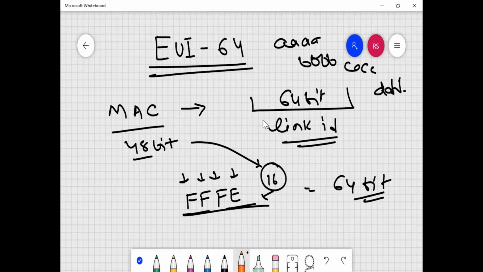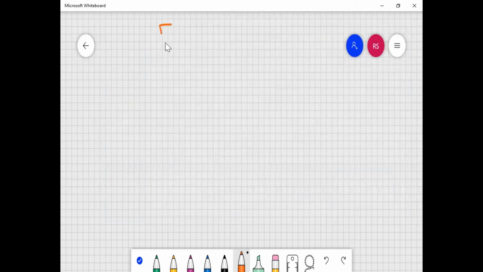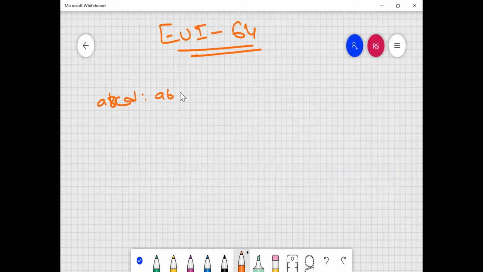Why it is used and where it is used, I am going to show you with an example. Don't worry, just try to understand it now. I am talking about EUI-64, which is used in your IPv6 address. Generally, for your link local, it will be derived automatically. Let me give you an example. Maybe I have a MAC A, B, C, D, 1, 2, 3, 4, and A, B, C. So this is my MAC address, let us suppose.